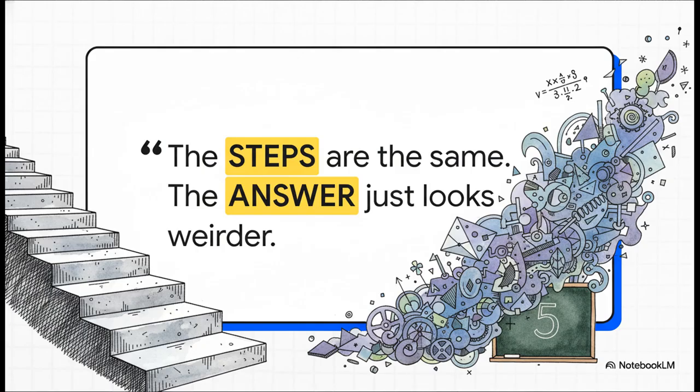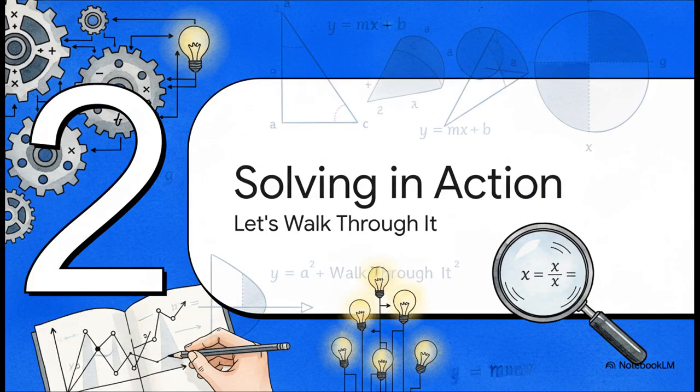This quote from our source material just sums it all up perfectly. If you remember one thing from this whole explainer, make it this. The steps are the same. The answer just looks weirder. It's not going to be a clean number like 5. It's going to be a mix of letters and symbols, and that is 100% okay. All right, enough theory. The best way to really get this is to see it in action. So let's dive into our next section and actually walk through a few examples, from the super simple to a little more complex.